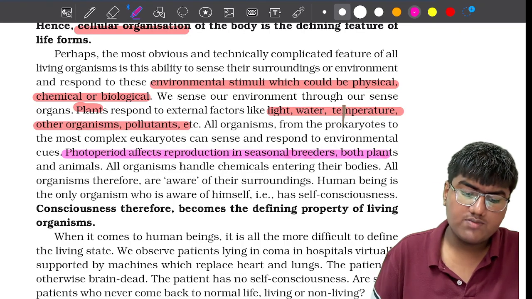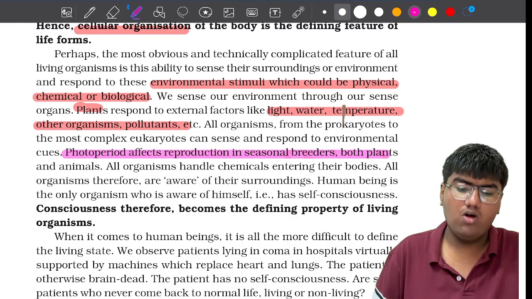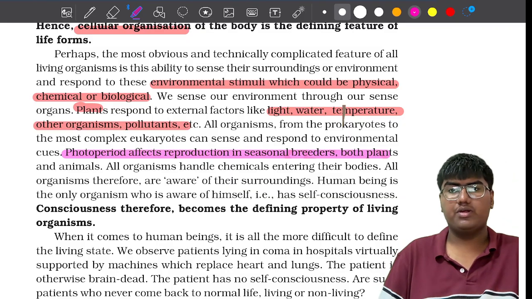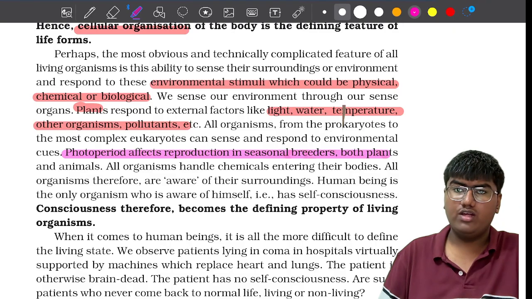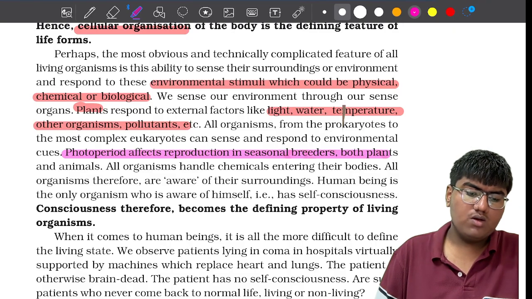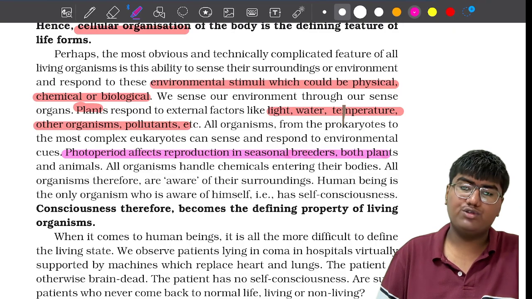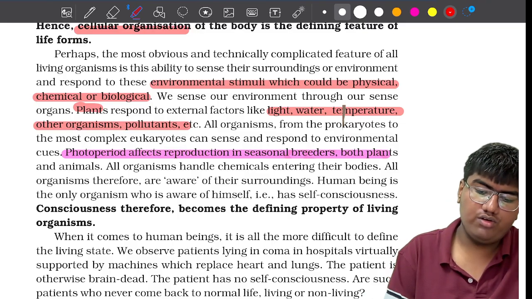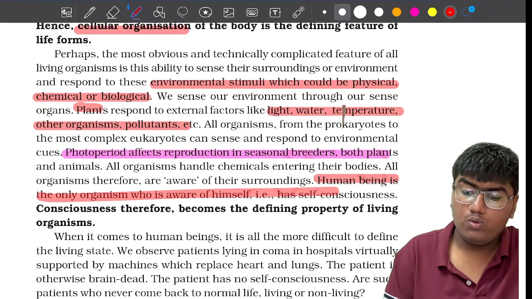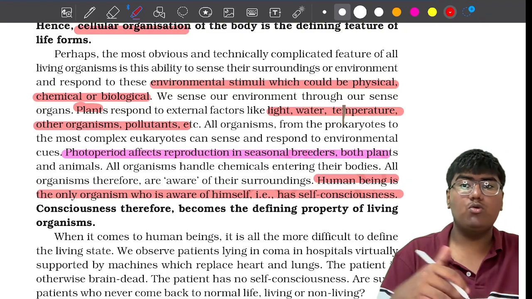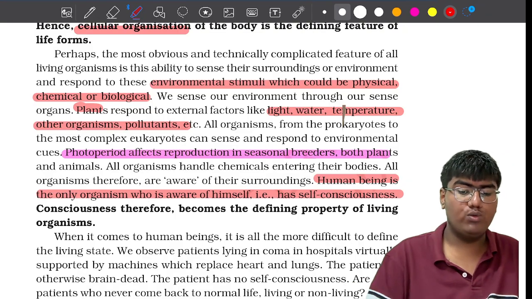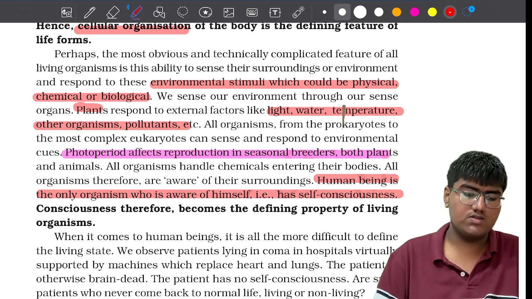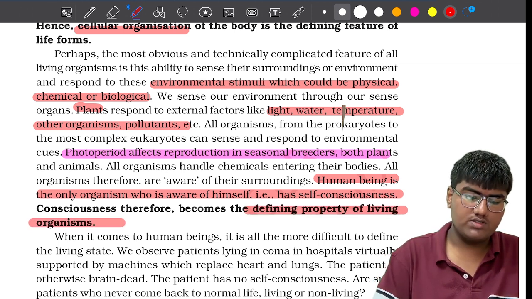Next, all organisms handle chemicals entering their body. All organisms, therefore, are aware of their surroundings. Yes, they are aware of their surroundings. The human being is the only organism who is aware of himself, which is self-consciousness. So this is an important feature. The human being is the only organism who is aware of himself, that is self-consciousness. Consciousness, therefore, becomes the defining property of living organisms.